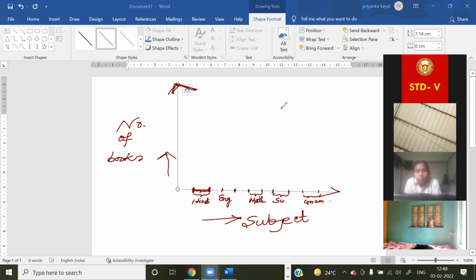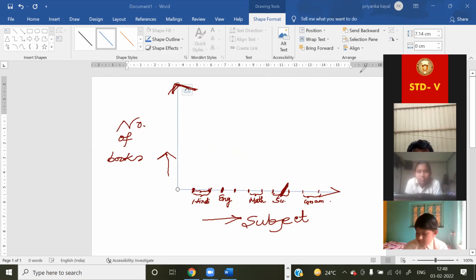Breadth or length, whichever you are taking along the horizontal line. If I am taking Hindi this much, suppose for English I take from here to here, don't do this. It will also be of the same length. Understood? Now let me say one thing, how to do it right now.